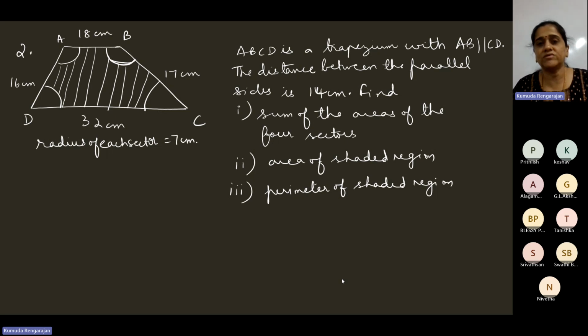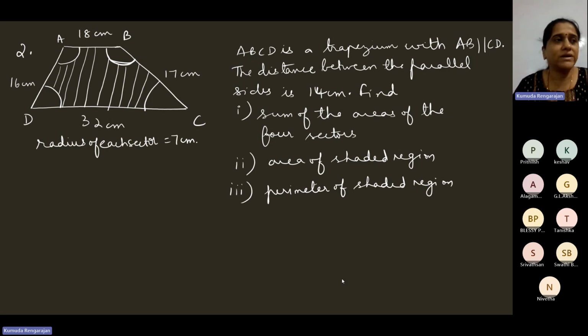So the sum of the areas of the four sectors will be angle A by 360 into pi r square. The sector area formula is theta by 360 into pi r square. So theta is angle A here: angle A by 360 into pi r square, plus angle B by 360 into pi r square, plus angle C by 360 into pi r square, plus angle D by 360 into pi r square. But we do not know the measures of these angles.